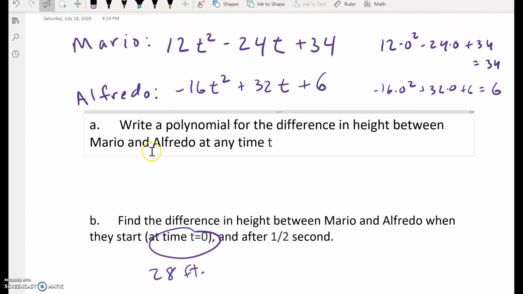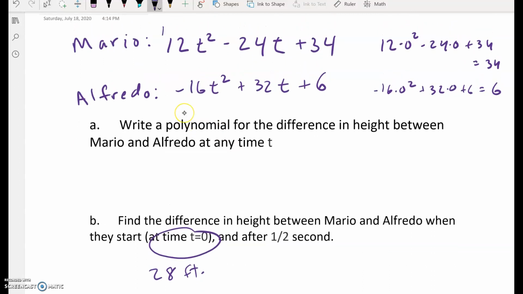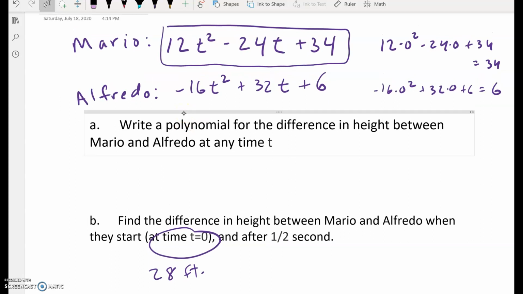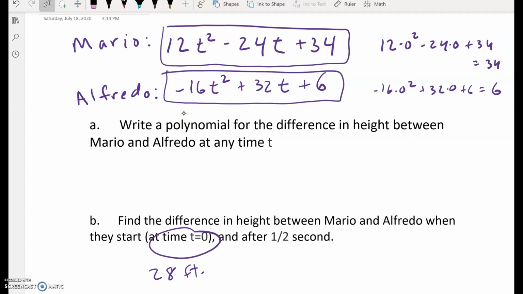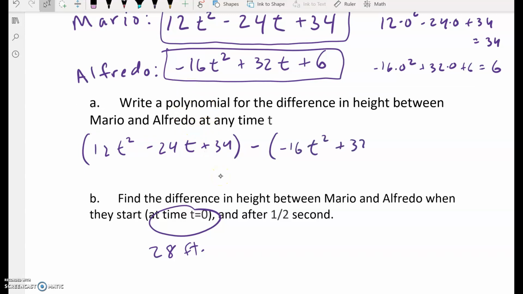It says, write a polynomial for the difference in height between Mario and Alfredo at any time t. So it's the expression for Mario's height minus the expression for Alfredo's height. It has to be the difference in the height. Let's just write that down. So 12t squared minus 24t plus 34, in parentheses, that's Mario's height, minus Alfredo's height, which is negative 16t squared plus 32t plus 6. Now, the second polynomial has to go in parentheses because I'm subtracting the entire polynomial.